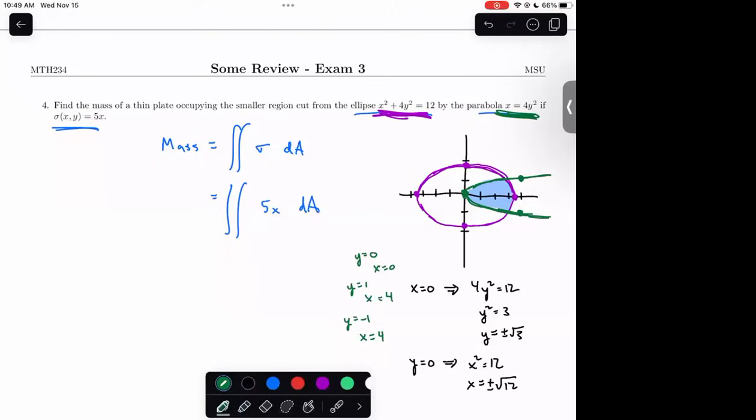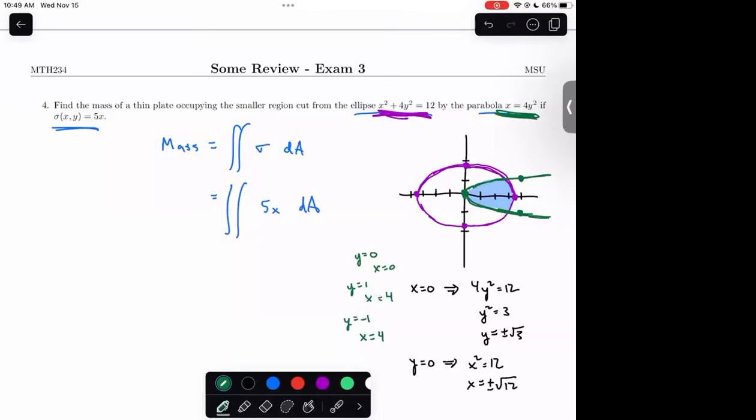Looking at this region here, this does not scream to me polar. It does not look like a circle or a part of a circle, right? The parabola is certainly coming into play quite a lot. And the ellipse isn't even a circle. I mean, it's kind of a stretched out thing. But yeah, none of this is really screaming polar to me. So I need to either decide probably to integrate with respect to x or with respect to y first. One of these is much, much better than the other.